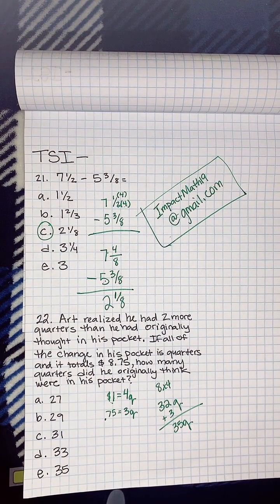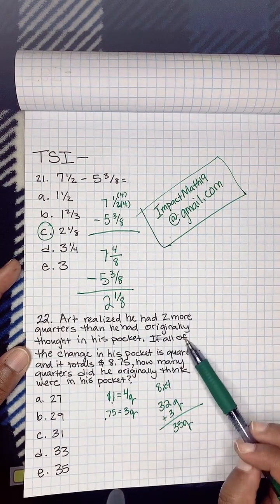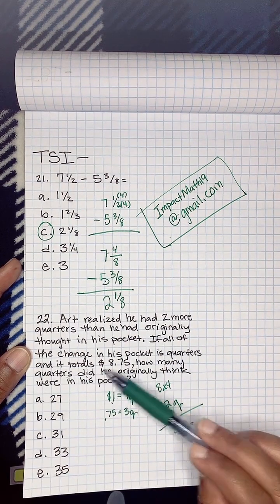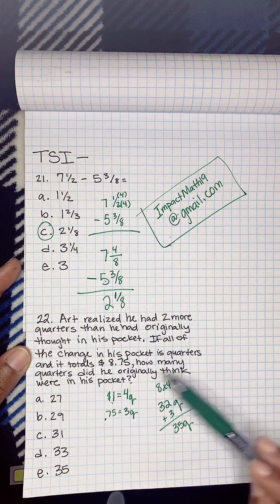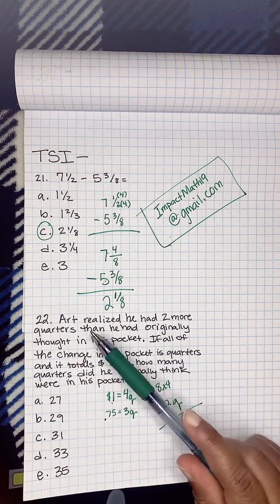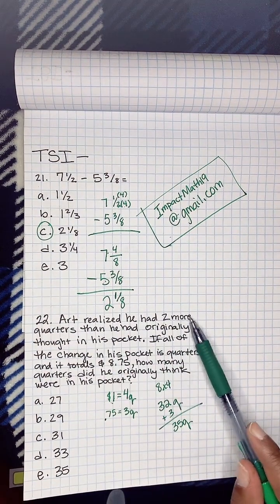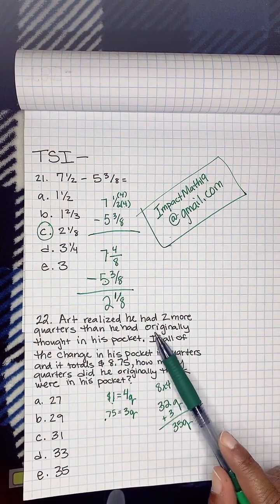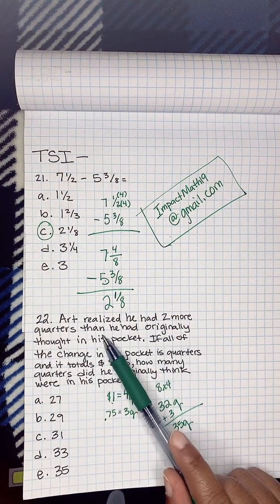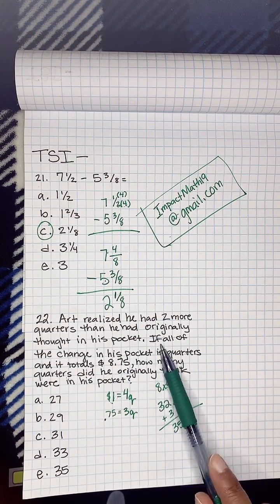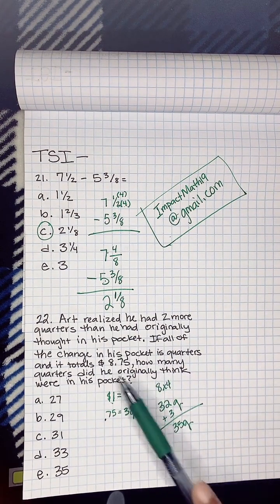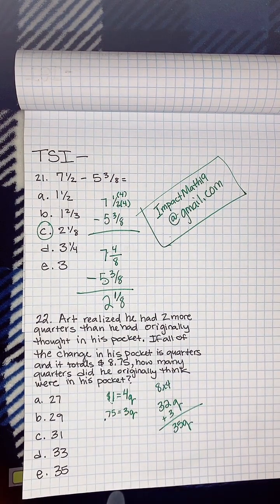But let's go back. Because it says if all of the change in his pocket is quarters and it totals 8.75, how many quarters did he originally think were in his pocket? Well, let me say this one more time. Art realized he had 2 more quarters than he had originally thought in his pocket. So he had 2 more.